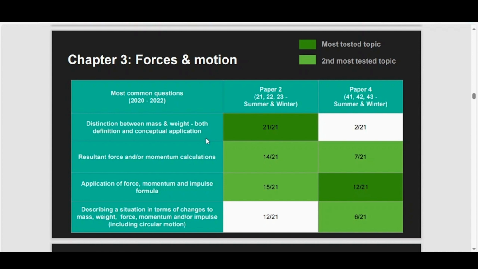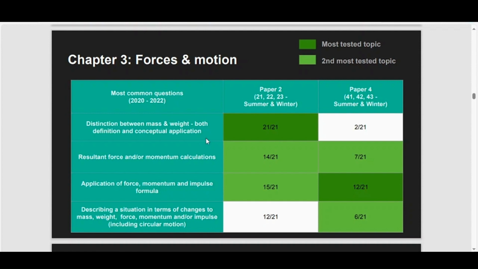So the questions on mass and weight and being able to calculate these concepts and being able to distinguish between these concepts appeared in every paper 2. So if you're very clear on this topic, you will be able to easily score at least a mark in your paper 2, a guaranteed mark.